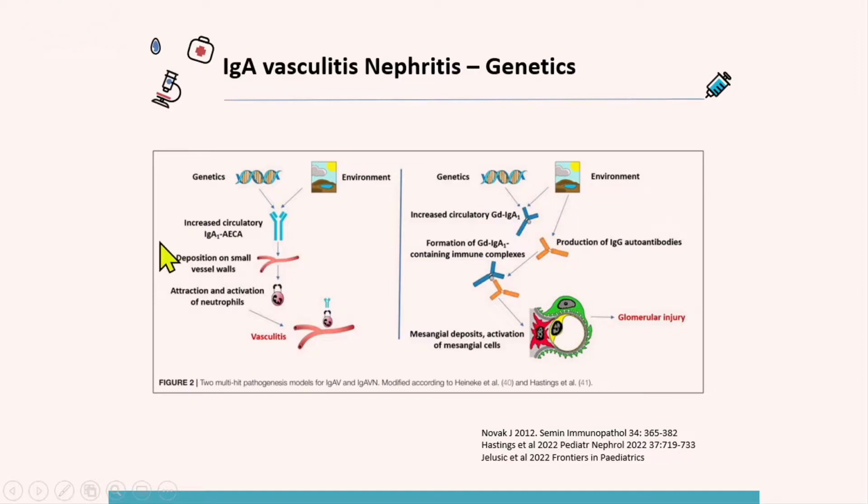So an increase in the level of the IgA1 anti-endothelial cell antibodies may have caused deposition on the small vessel wall and hence resulted in vasculitis. And this explains why the patients may have systemic manifestations on top of the already explained glomerular injury on the other side.